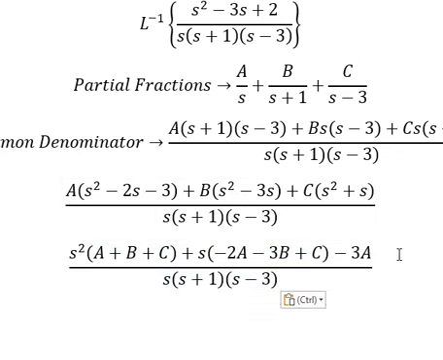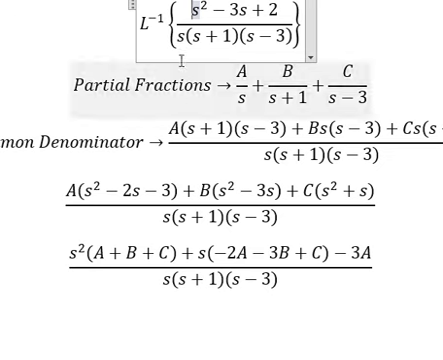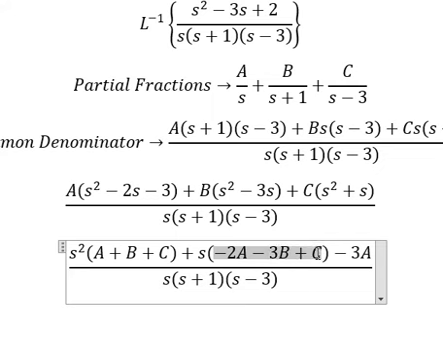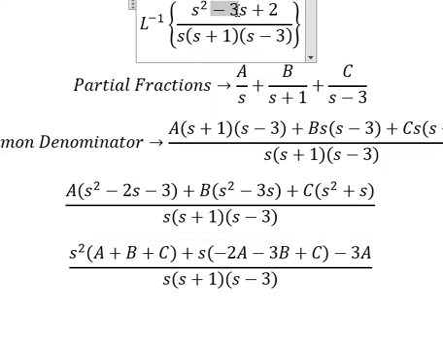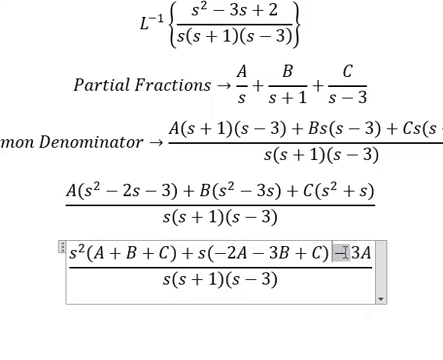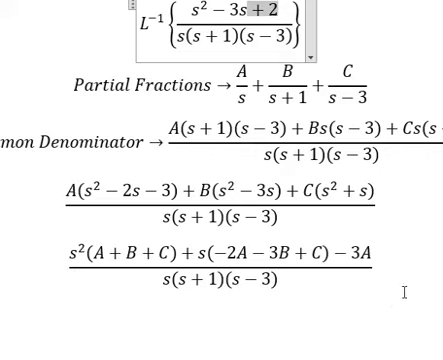Now, we need to compare coefficients. We have s square in here. Coefficient of this one, that is about number 1. So a plus b plus c equals number 1. We have negative number 3. So this one should equal negative number 3. And the number, negative 3a equals positive number 2.